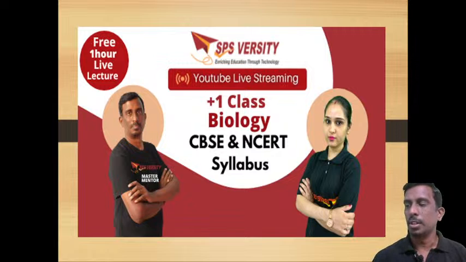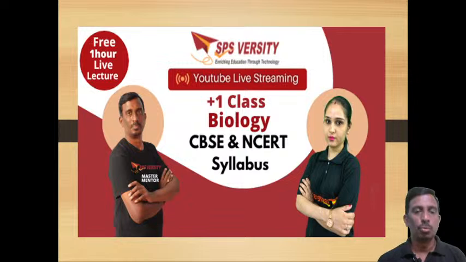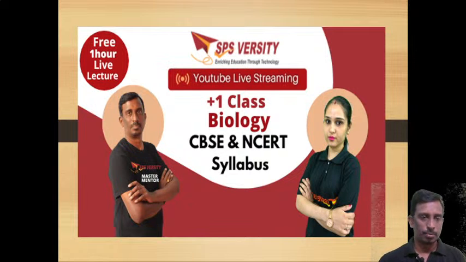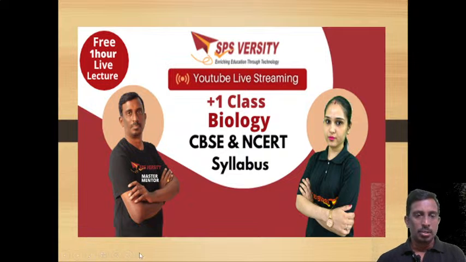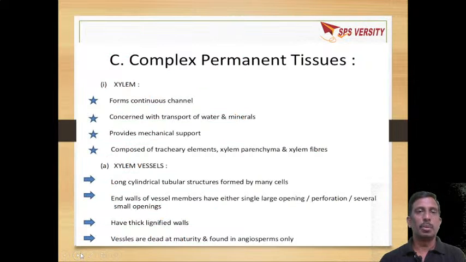In the previous session we discussed meristematic tissues and simple permanent tissues. So in this session we are going to discuss complex permanent tissues. Complex permanent tissues means tissues which have different types of cells.